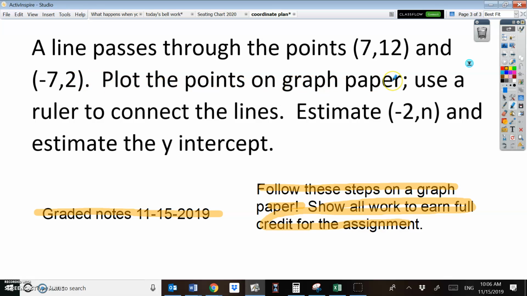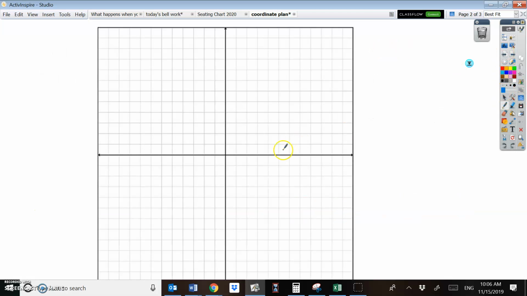Plot the points on graph paper. Step 1. Let's do that now. (7, 12). Okay, here's our x-axis. Here's our y-axis. The first ordered pair was (7, 12). The x value is 7. The y value is 12.